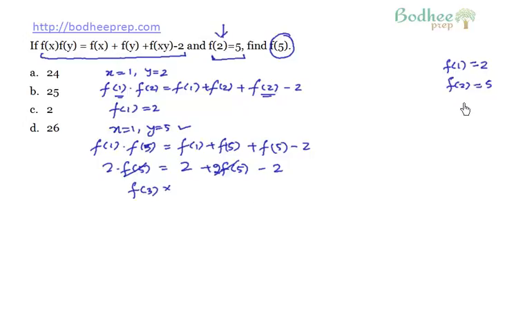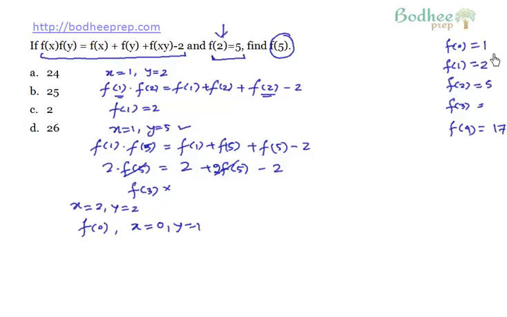So what do I do? F of 3 I can't get directly by substituting the known values, but I can get the value of f of 4 by substituting both the value of x and y equal to 2. I'm again leaving the calculation part for you. The value for f of 4 will be 17. One more value we need to find is f of 0, which we can find by putting x is equal to 0 and y is equal to 1, and f of 0, the value is 1. So these are the values which we can calculate directly, but we cannot get the value of f of 3, nor the value of f of 5 directly.